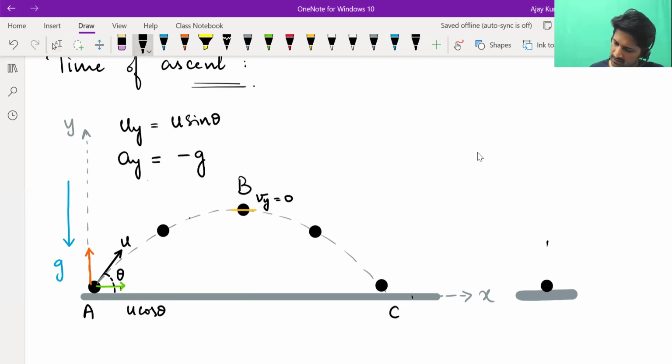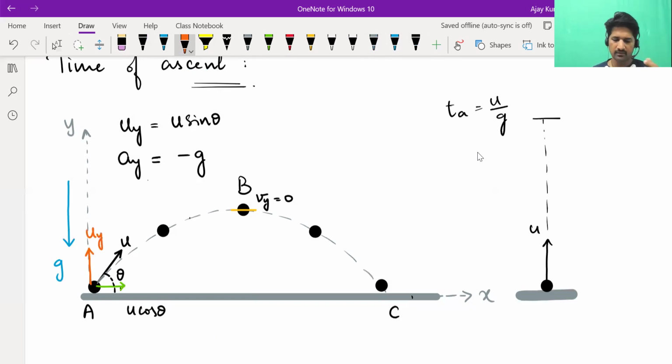When all the initial velocity is in the y direction, we get the time of ascent, that is the time taken to reach the maximum height, as u by g. But now we only have a component. Look at the diagram on the left. The velocity in the y direction is only uy, okay, not the complete velocity. Can you guess what the time of ascent is going to be? Draw an analogy between that case and this case.